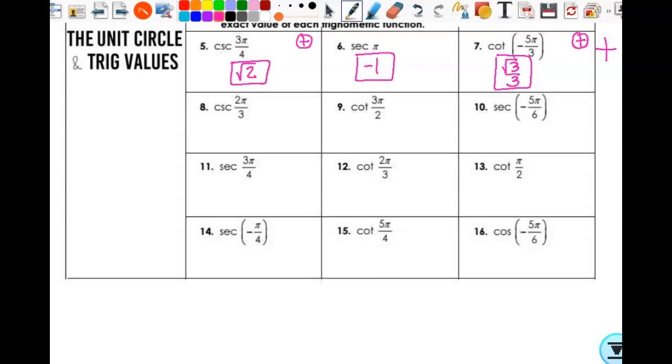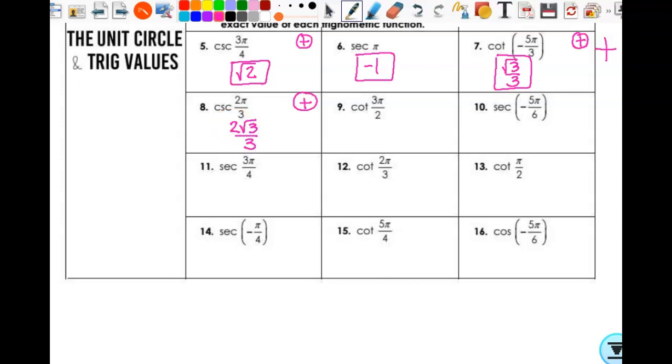All right, so then we got cosecant. That's the reciprocal of sine. 2 pi thirds is in the second quadrant, so the value is positive. Sine of pi thirds is square root of 3 over 2, so the reciprocal is 2 square roots of 3 over 3.